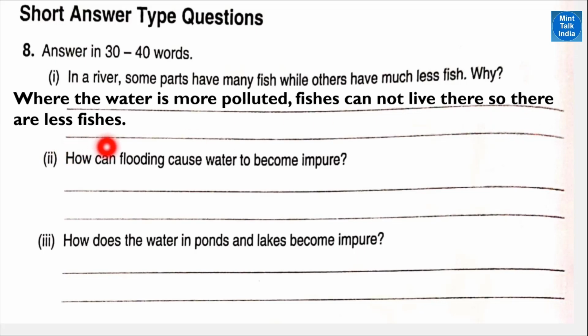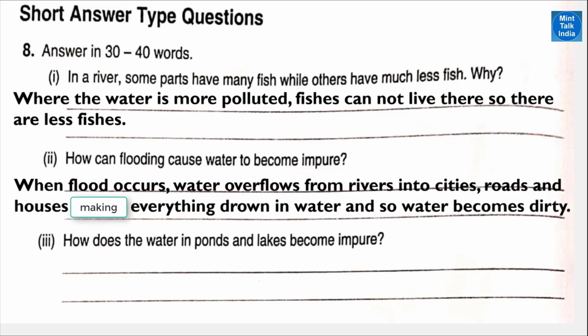Fishes can live nicely when the water is not polluted or clean. Number 2, how can flooding cause water to be impure? When flood occurs, water overflows from the river into cities, roads and houses, making everything drown in water. And so the water becomes muddy and dirty.